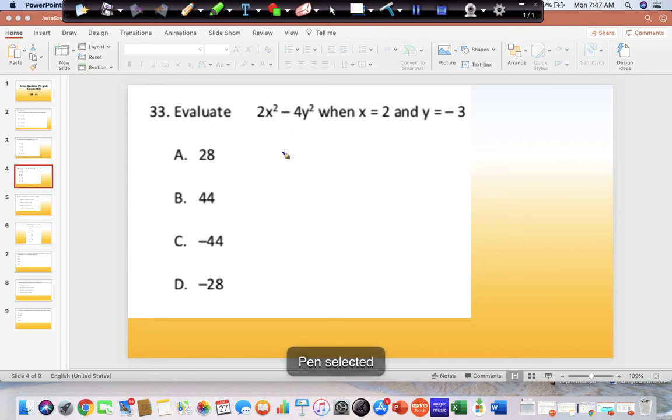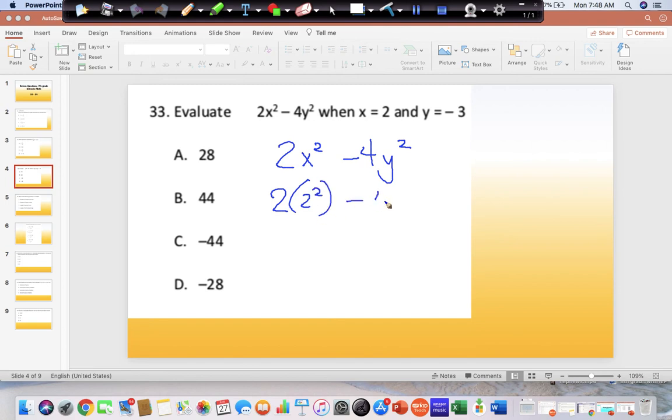Okay, here we are just plugging in numbers. So right now we have 2 times x squared minus 4 times y squared. And our x is 2, so 2 times 2 squared minus 4 times y, and our y is negative 3 squared. Remember, with order of operations, we want to make sure to do our exponents first. So 2 squared is actually 4. Bring down everything else. And negative 3 squared is actually 9, because negative 3 times negative 3 is a positive 9.